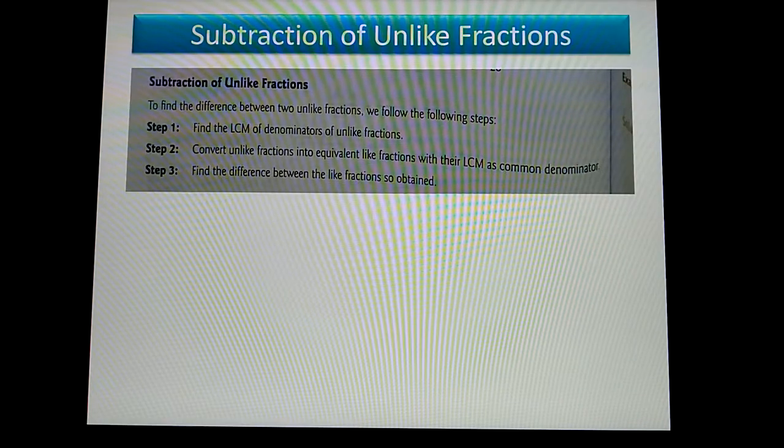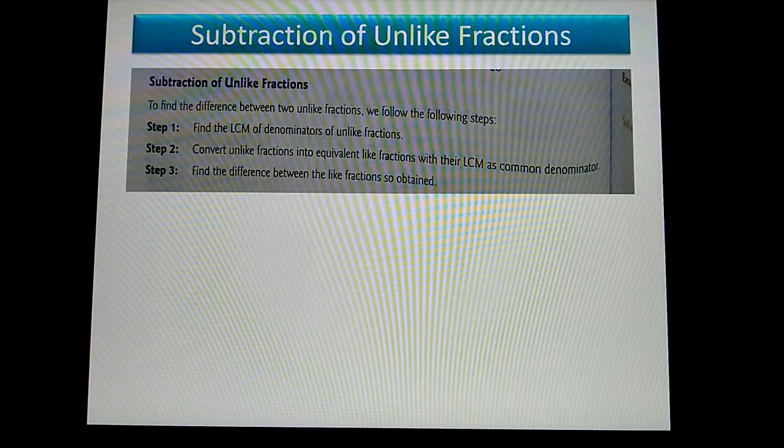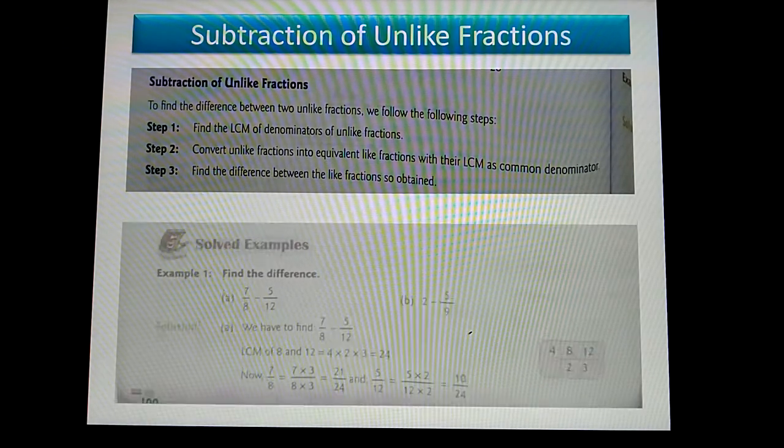So once again, let us see what the steps are. Step number 1, we have to find the LCM of the denominators of the unlike fractions, and then we have to convert these unlike fractions into equivalent like fractions, taking their LCM as the common denominator, and thereafter we can find out the difference very easily. So let us see an example.